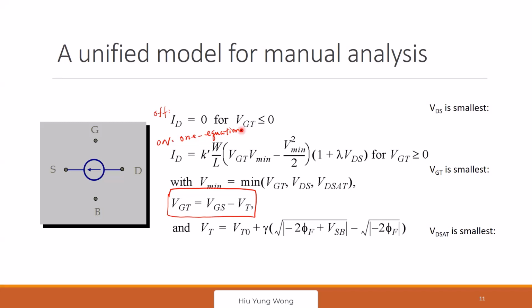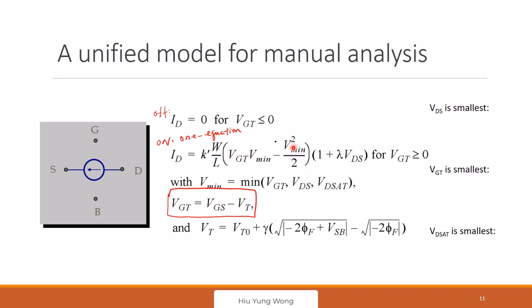So let's look at the equation. It's very similar to what we learned before. First, K dash is not mentioned here. It's kT over q times mu ox, right? That is okay, we usually just call it K dash. W over L, no problem. Here is VGT, which is VGS minus VT, times Vmin, minus Vmin squared divided by 2, times 1 plus lambda VDS. This is lambda; 1 plus lambda VDS is just channel length modulation.